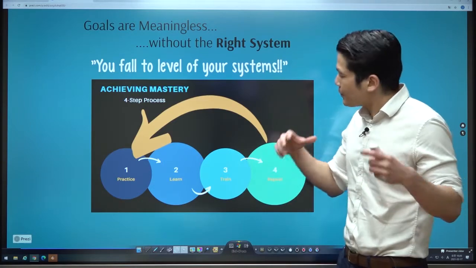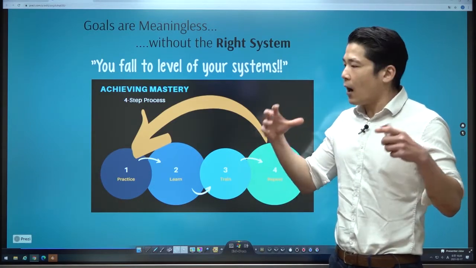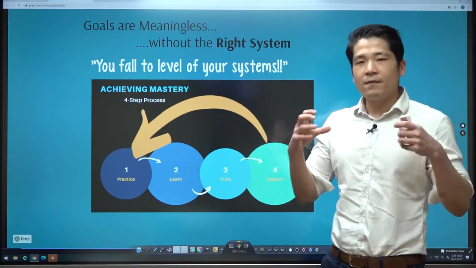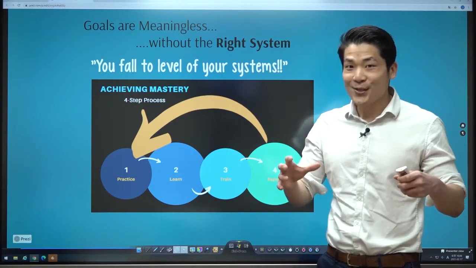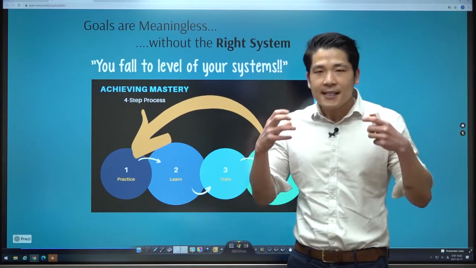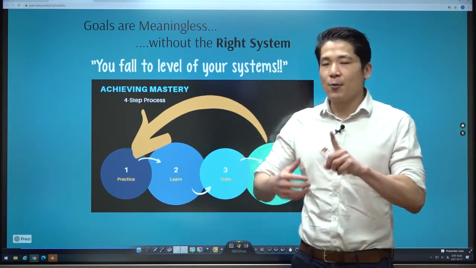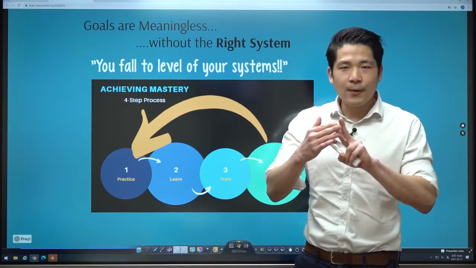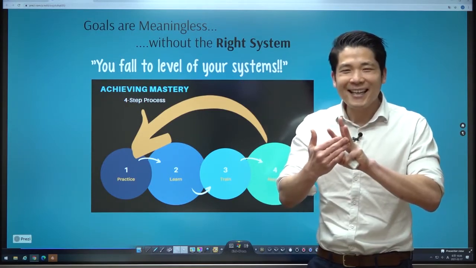And so I believe that in our program, we have developed a system that works. The system is basically that you'll be practicing, reviewing, and self-studying.